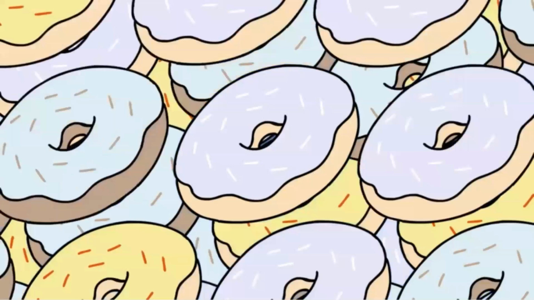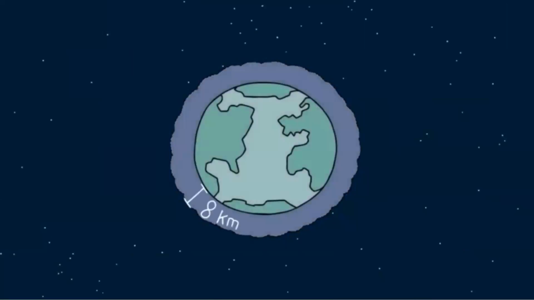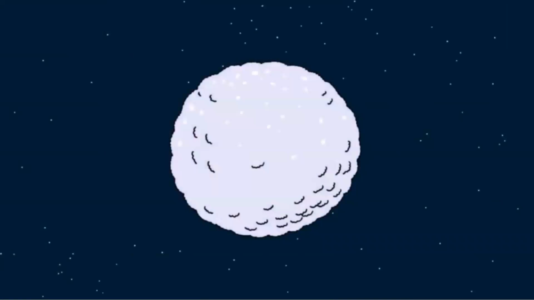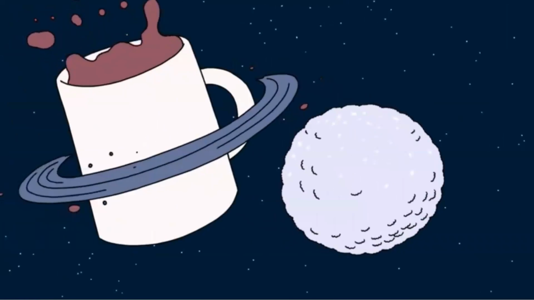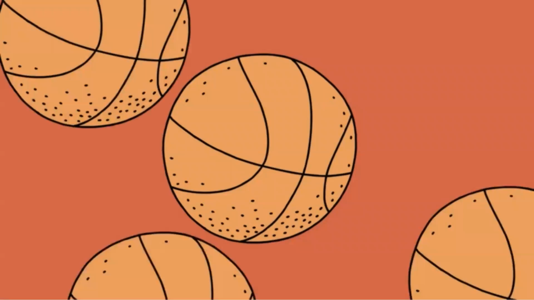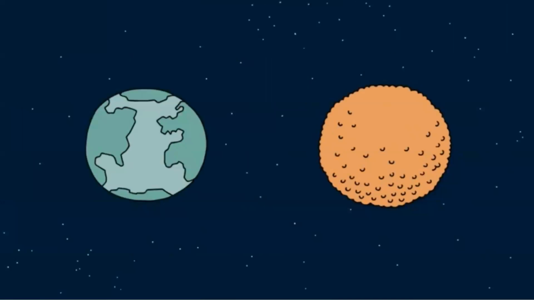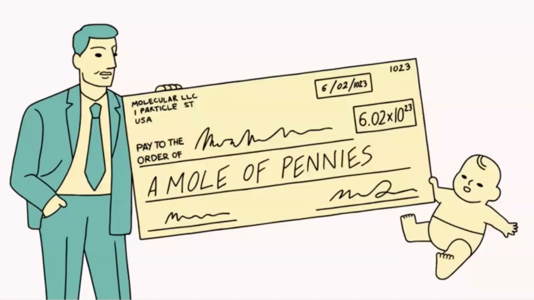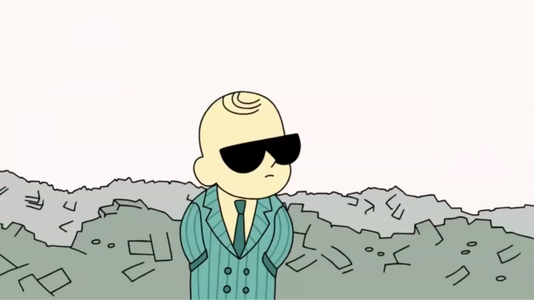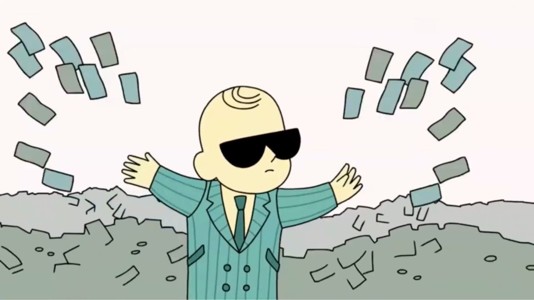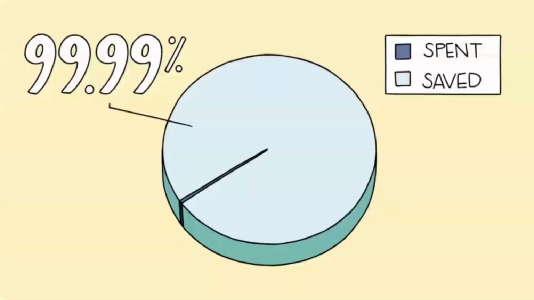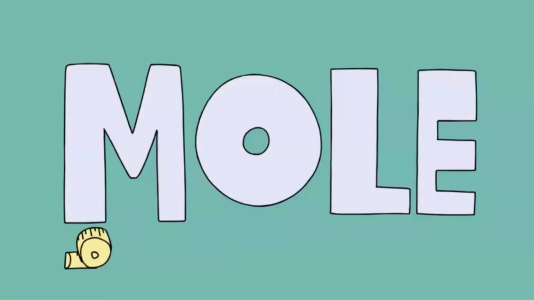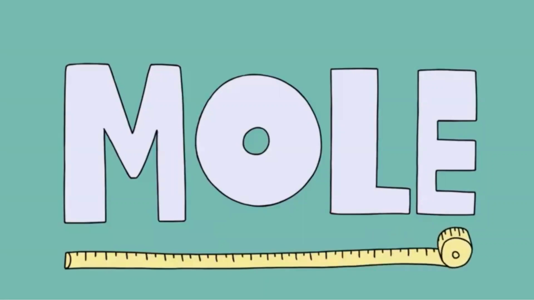If you had a mole of donuts, they would cover the entire Earth to a depth of 8 kilometers, which is about 5 miles. You'd really need a lot of coffee for that. If you had a mole of basketballs, you could create a new planet the size of the Earth. If you received a mole of pennies on the day you were born and spent $1 million a second until the day you died at the age of 100, you would still have more than 99.99% of your money in the bank. Okay, now we sort of have an idea how large the mole is.